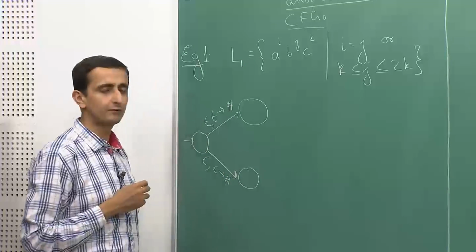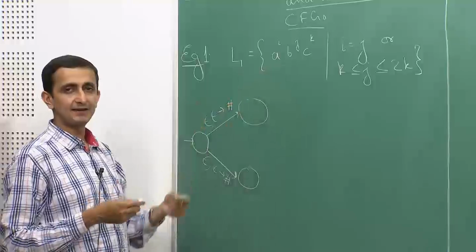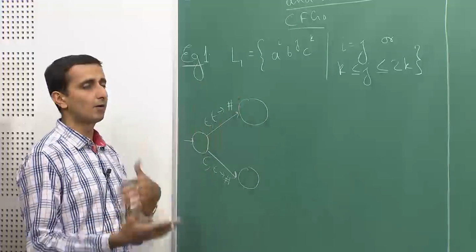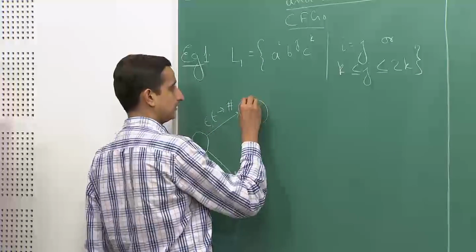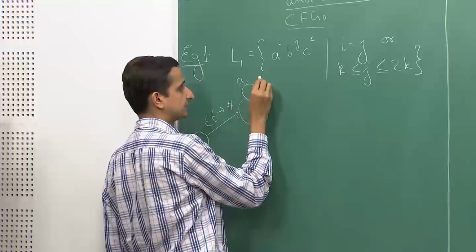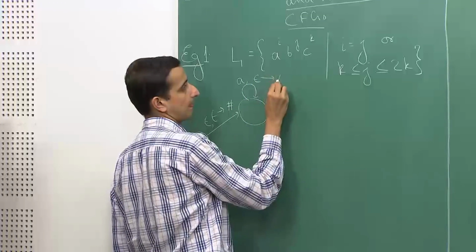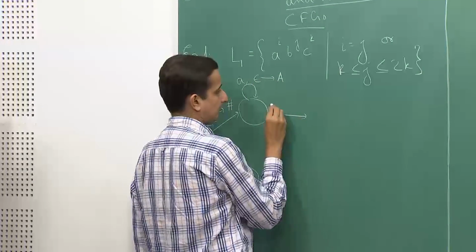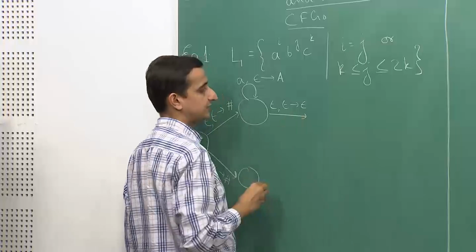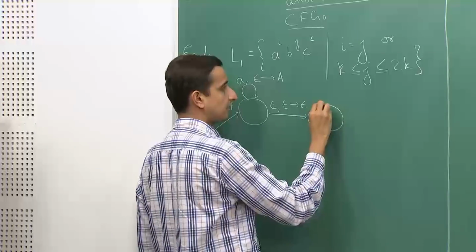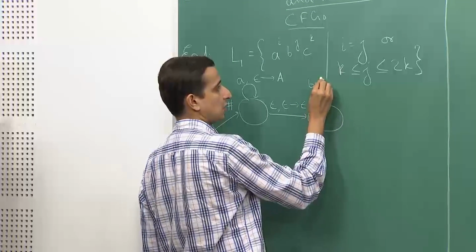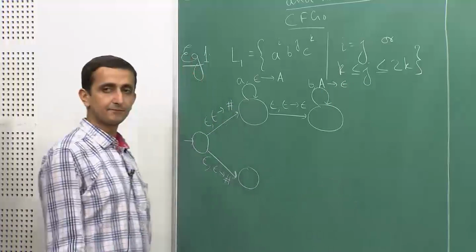So, how do I check whether i is equal to j? For every a that I see, I will push some symbol onto the stack, and for every b I will pop it out, and in the end I will compare. So, every time I see an a, let us say I push an a onto the stack, then I move to another state without changing the stack. Here, for every b that I see, I will pop out an a.